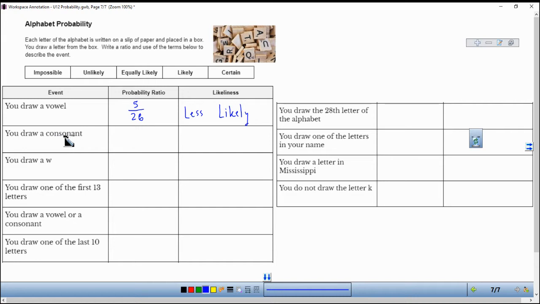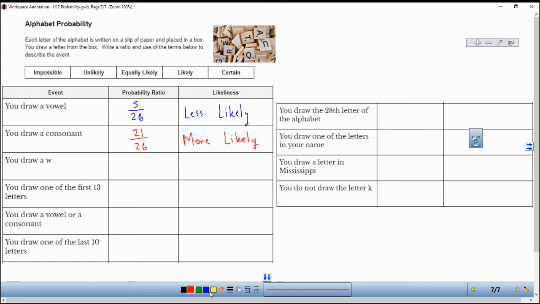All right, you draw a consonant. Well, if it's not a vowel, it's a consonant. So if there are 5 vowels, how many are consonants? Well, all the other letters would be consonants. So there are 21 letters that are consonants out of a total of 26 letters. So if you're going to pick out a consonant, you are more likely to get that because more than half of the letters are consonants. It's more likely.